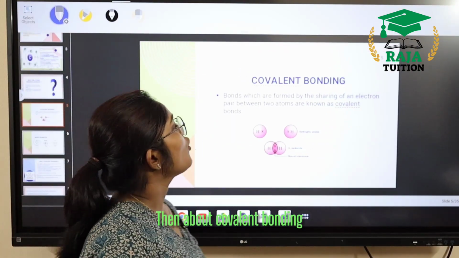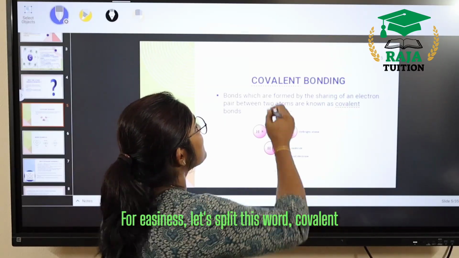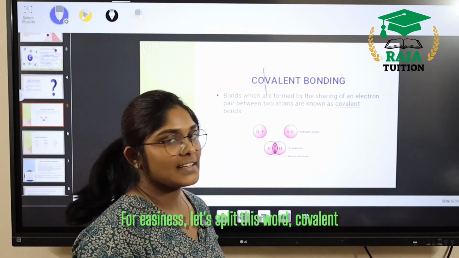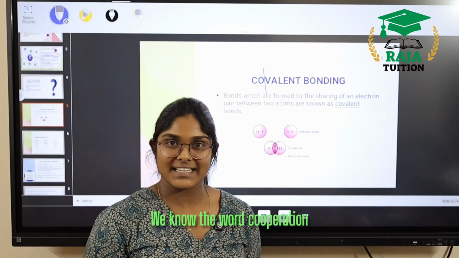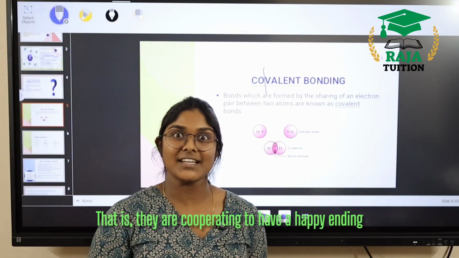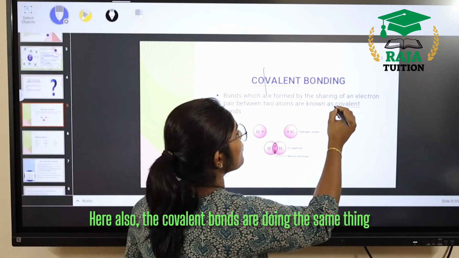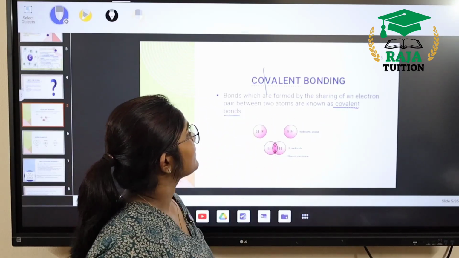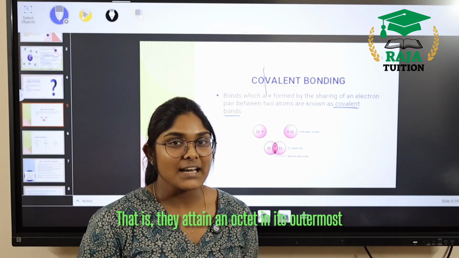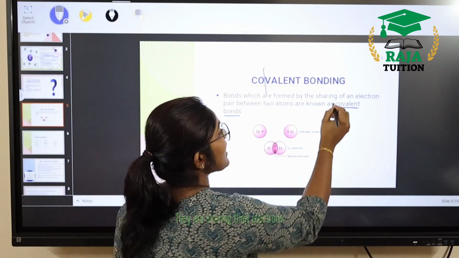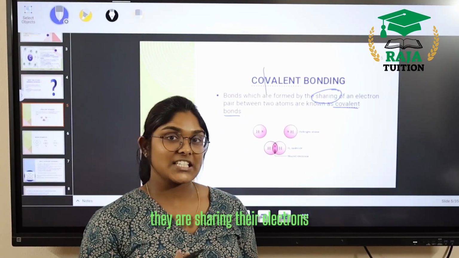Then about covalent bonding. For easiness, let's split this word covalent just for studying. Covalent, we know the word cooperation, that is they are cooperating to have a happy ending. Here also the covalent bonds are doing the same thing, that is they attain an octet in their outermost shell by sharing their electrons. They are sharing their electrons, they are not giving or losing, they are sharing their electrons.